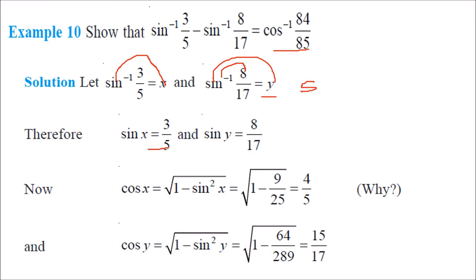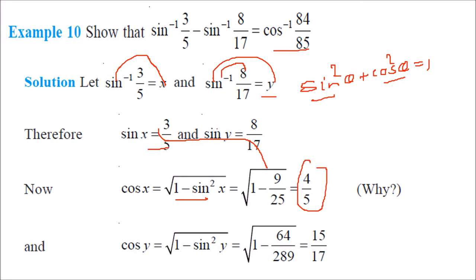And we know that sine square theta plus cos square theta is equal to 1. If we know the sine value, we can know the cos also. So cos x will be under root 1 minus sine square x, and we will put sine x here. Again, for sine y, we will try to find out cos y. Why? I'll show you, because the answer is in cos. So cos y is under root 1 minus 8 by 17 whole square, that will be 15 by 17. Cos x and cos y are known.